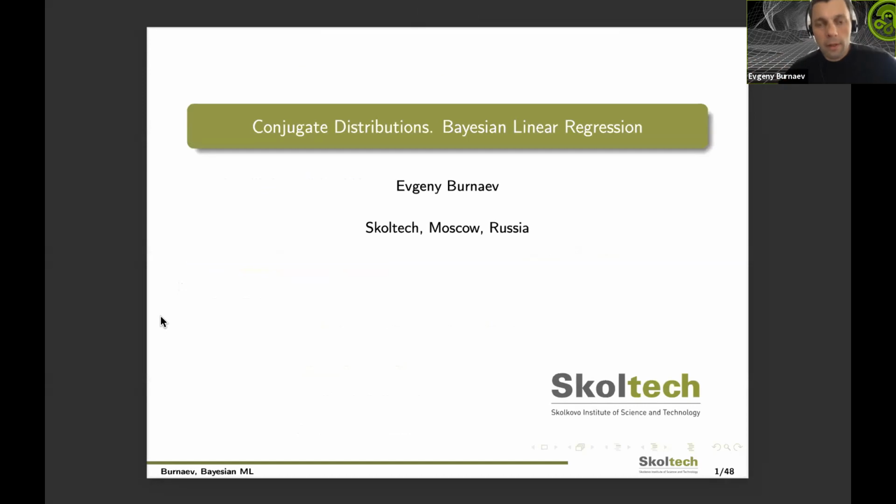So let's start the lecture. Today we'll discuss conjugate distributions, and also we'll discuss the very basic model, Bayesian linear regression. Of course, everybody knows linear regression, how it is defined. But using this simple linear model, it is possible to demonstrate explicitly the main ideas, approaches for Bayesian modeling.